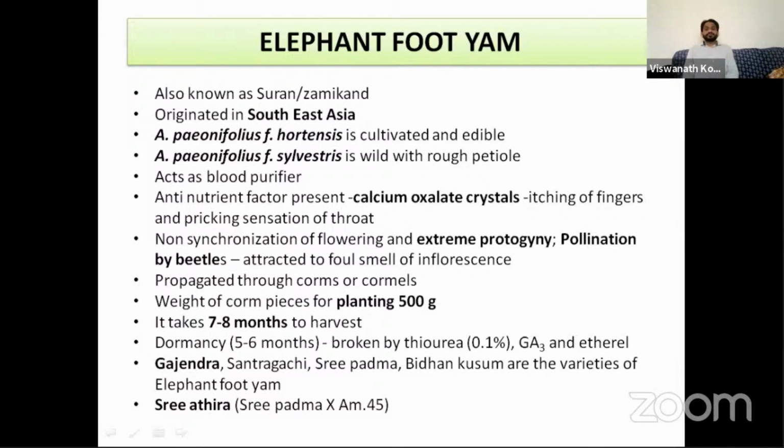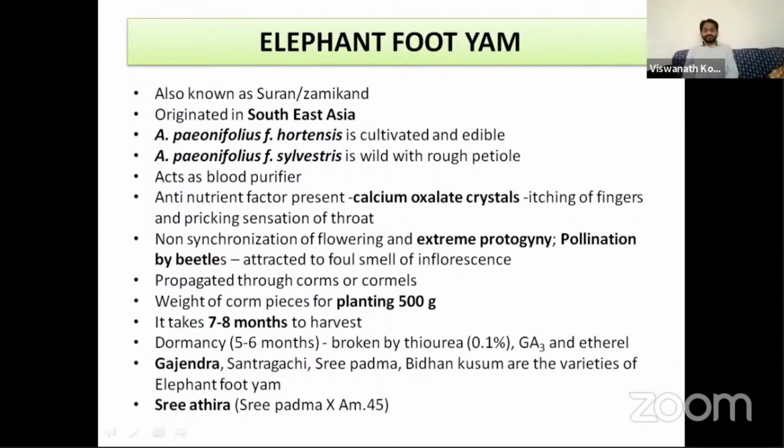Elephant foot yam is also propagated through palms, and the tuber piece required for planting is 500 grams. Here the size of the palm for planting is 500 grams, and it is a long duration crop. It takes 7 to 8 months to harvest. The dormancy of the tuber piece can be broken by treating with 0.1% thiourea, GA3 and ethyl.